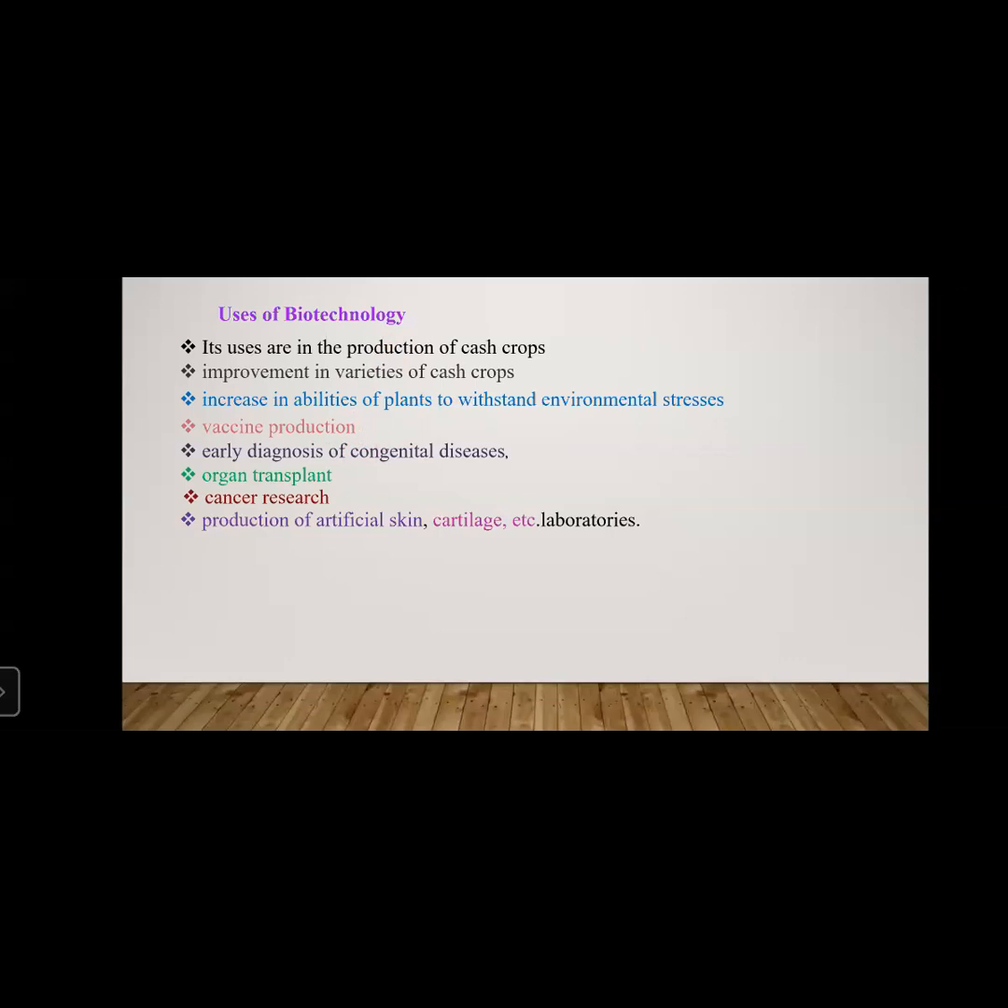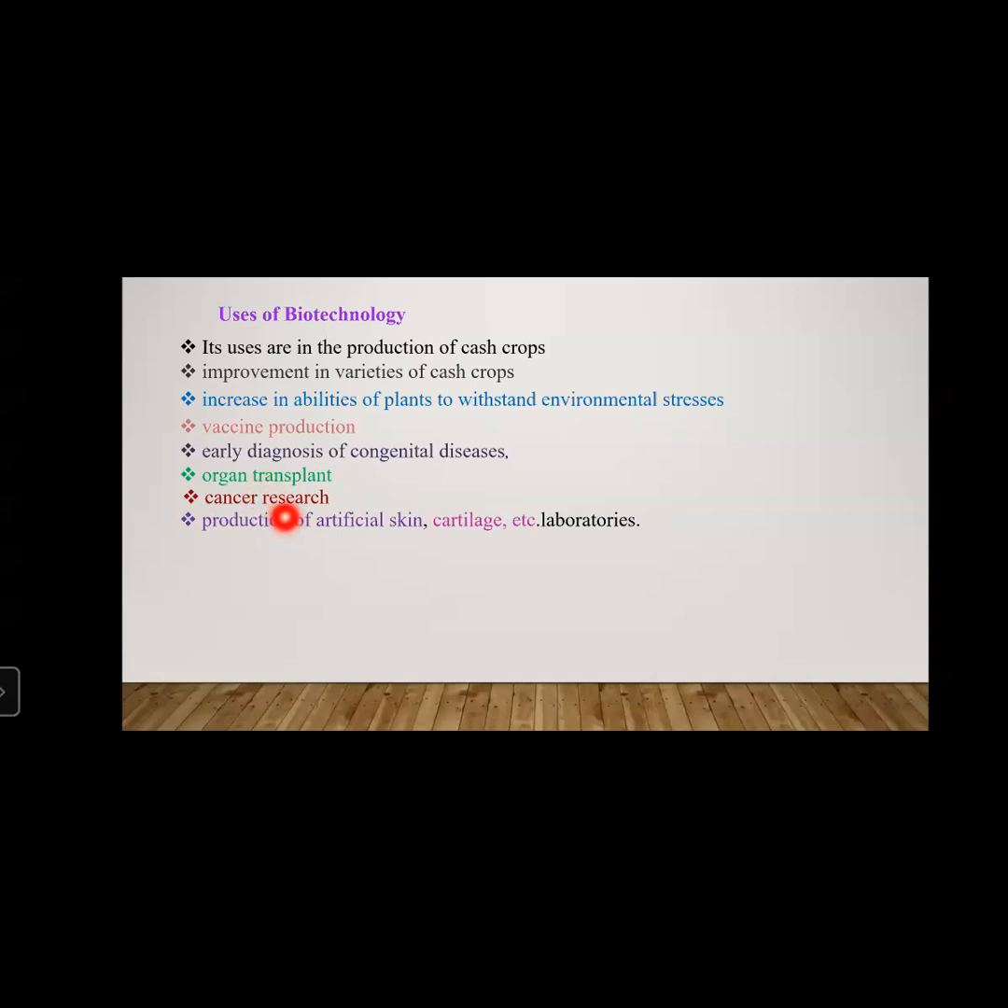Then early diagnosis of congenital diseases. Now, congenital diseases means the diseases which are transferred from one generation to the other generation. These are genetical defects. This can be identified before the birth of the child so that a healthy child can be born. Next is organ transplant.